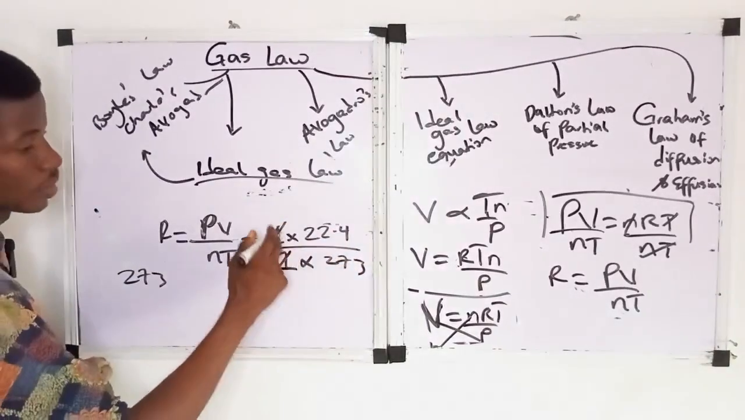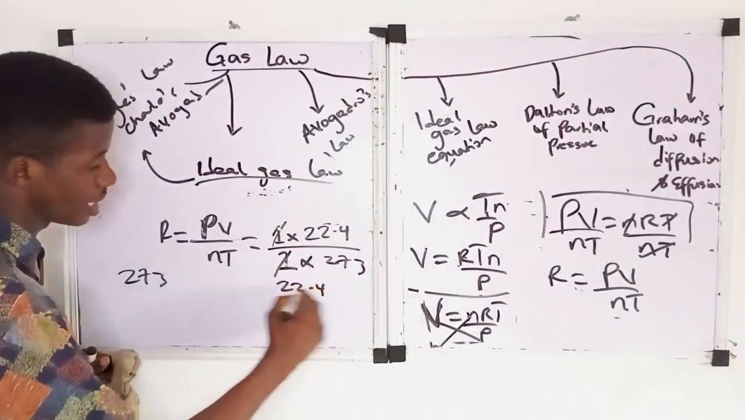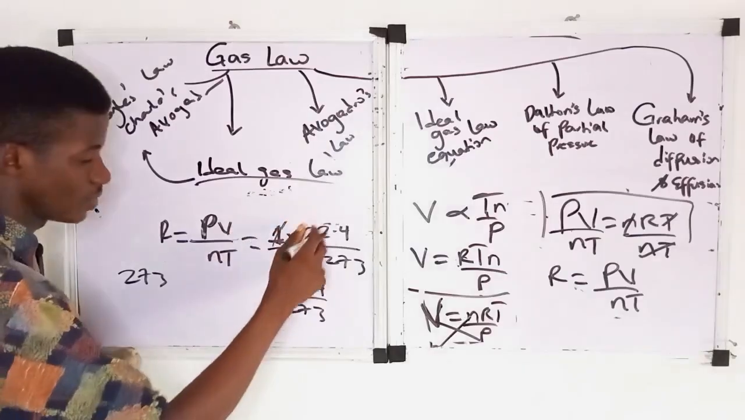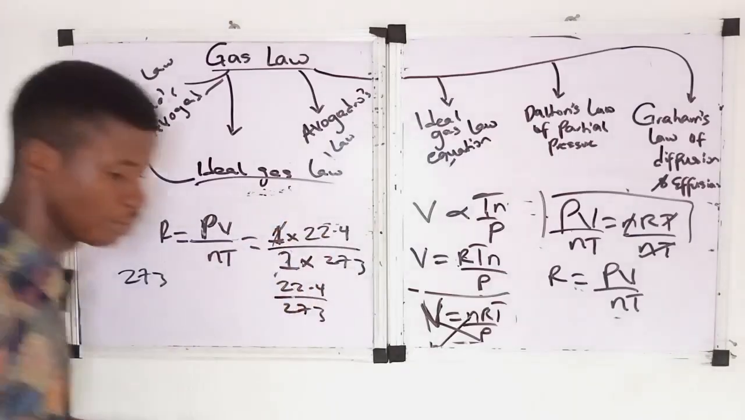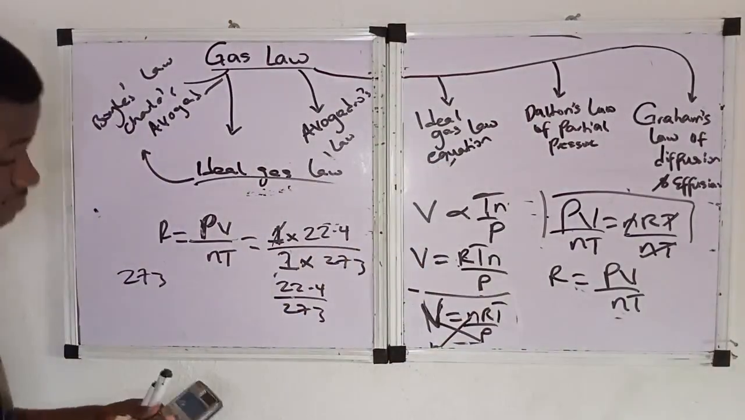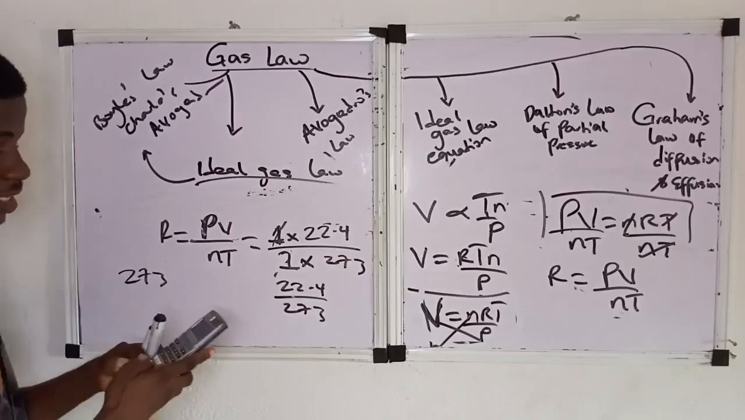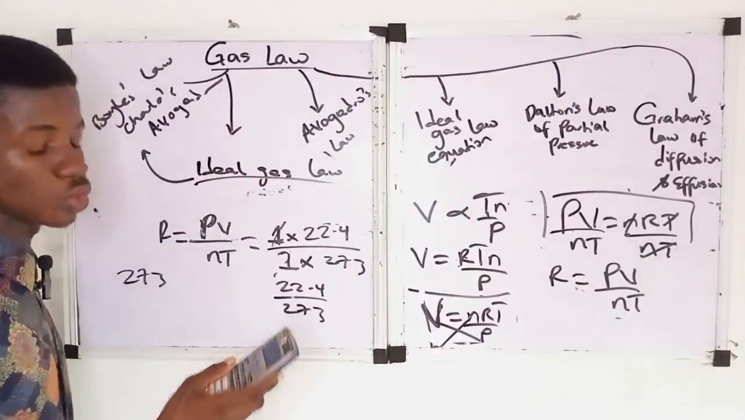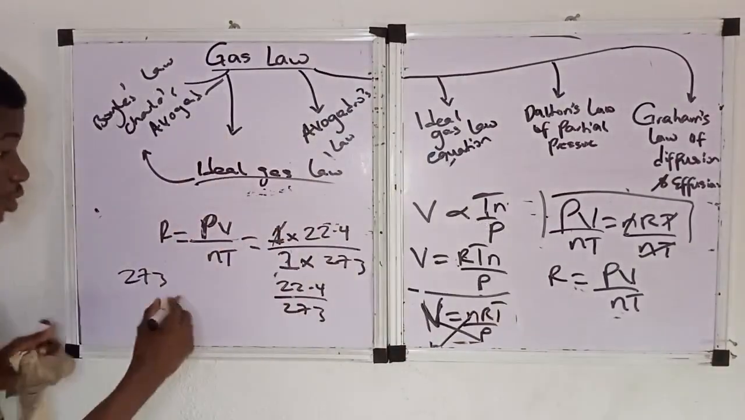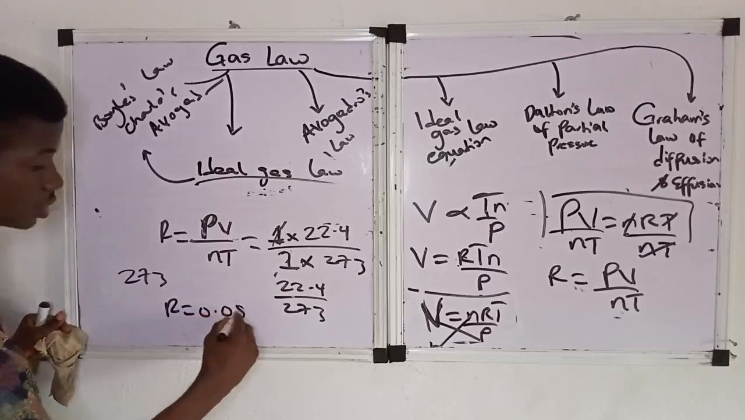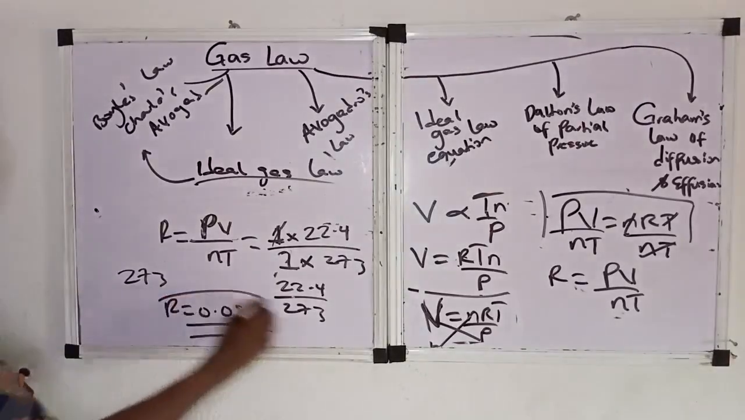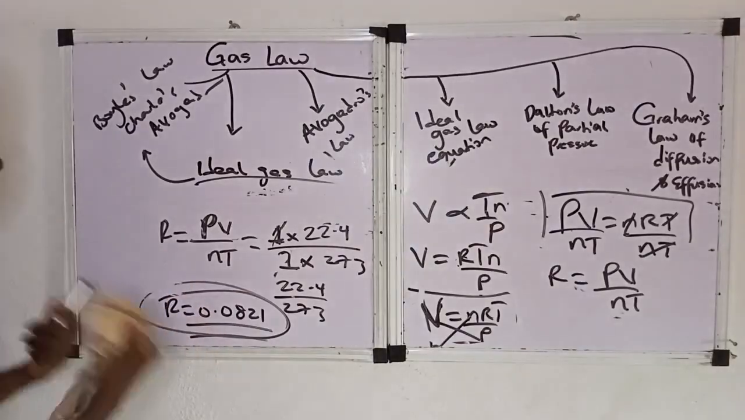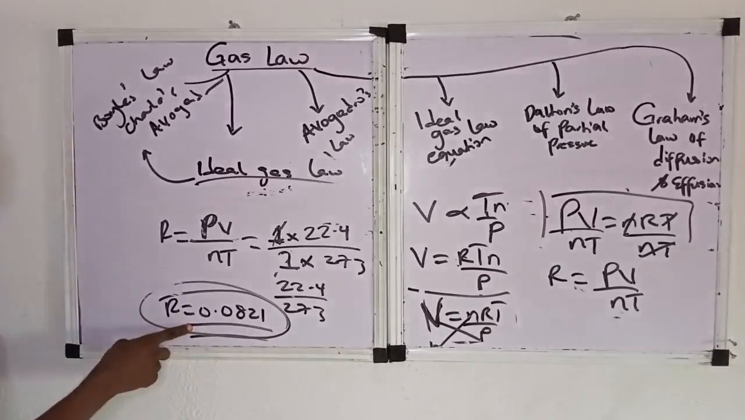So let's do it now. 1 times this will give us 22.4 normally, right? Let's say we didn't cancel anything, for example. 1 times this will give us 22.4, and 1 times 1 will give us 273. So 22.4 divided by 273, we have what? 0.0821. So R is equal to 0.0821. This is how we get the value of R, which is the gas constant, 0.0821.